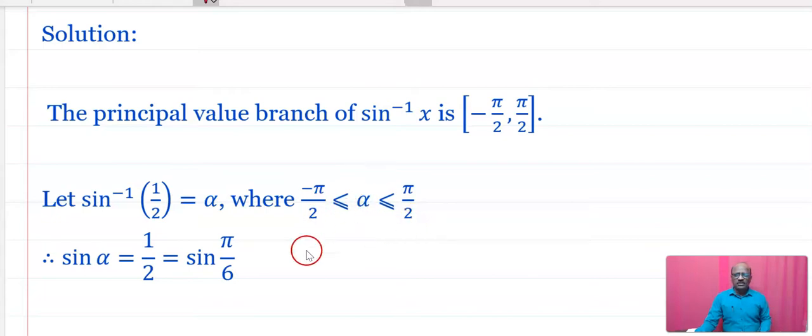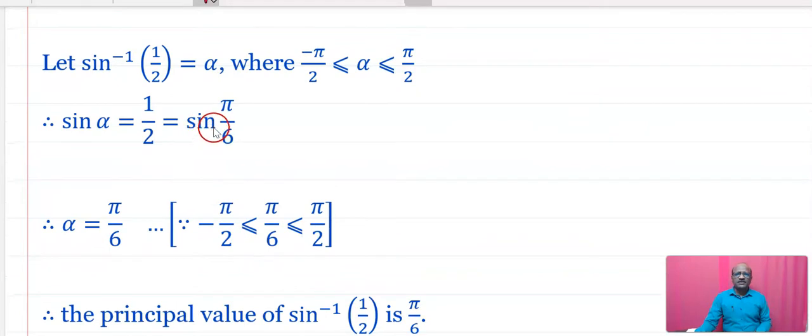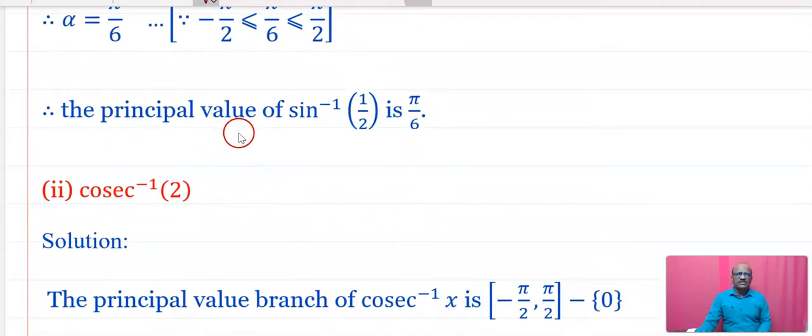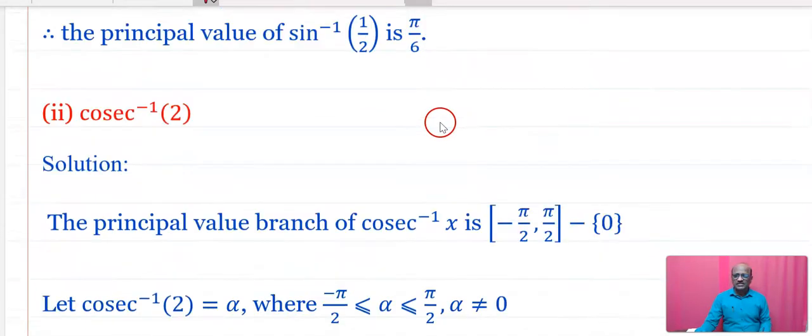But we know that sine alpha is equal to 1 upon 2, and 1 upon 2 is the value of sine of pi by 6. And therefore this alpha is pi by 6, and it lies between minus pi by 2 to plus pi by 2. And therefore, the principal value of sine inverse of 1 upon 2 is pi by 6.